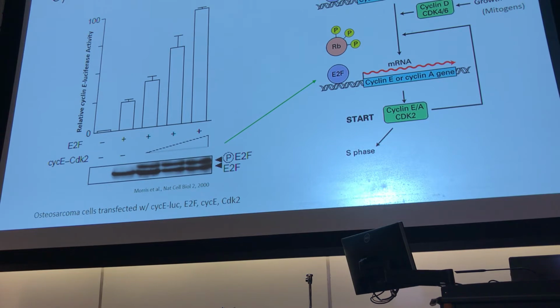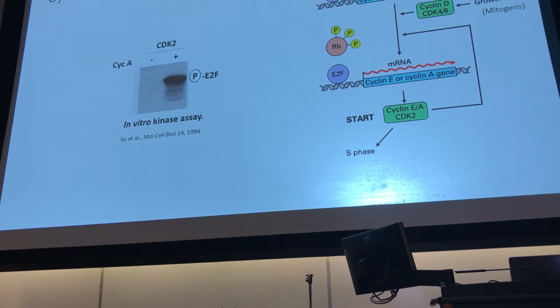And that's what's shown here. So some phosphorylations are activating, in the case of the cyclin E, CDK2 phosphorylation of E2F, that's an activating phosphorylation. In this case, cyclin A, CDK2, when that complex binds to E2F, it's gonna phosphorylate it, and that's an inhibitory phosphorylation. And so that's what's shown here.